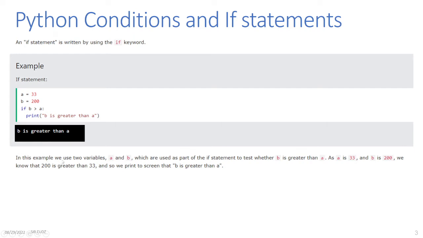In this example, we use two variables, A and B, which are used as part of the if statement to test whether B is greater than A. As A is 33 and B is 200, we know that 200 is greater than 33, and so we print to screen that B is greater than A. So that's the output.